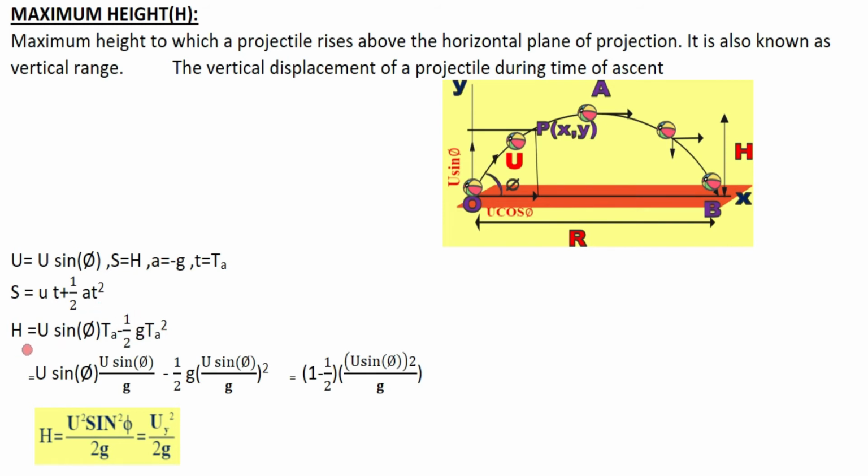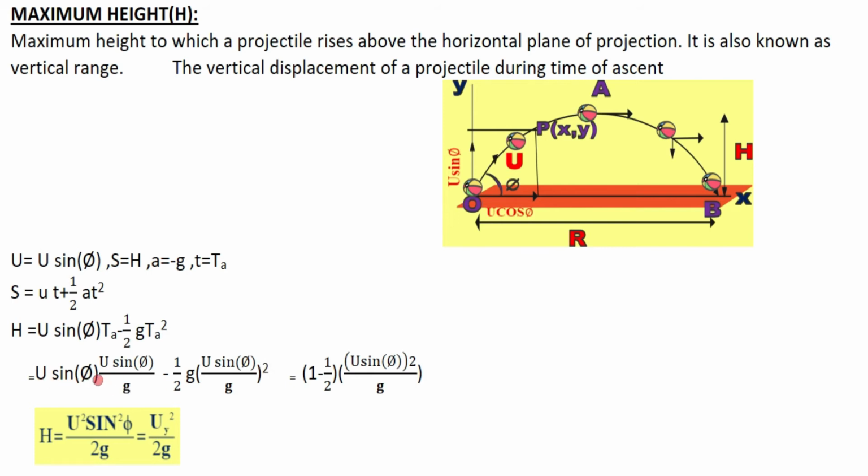Then what will I get? I'll get h is equal to u sin phi into Ta minus half g Ta square. Now we know that Ta is the time of ascent, Ta is equal to u sin phi by g. Let me substitute the formula for Ta in this expression. When I substitute, what will I get? H is equal to u sin phi into u sin phi by g minus half g into (u sin phi by g) whole square.